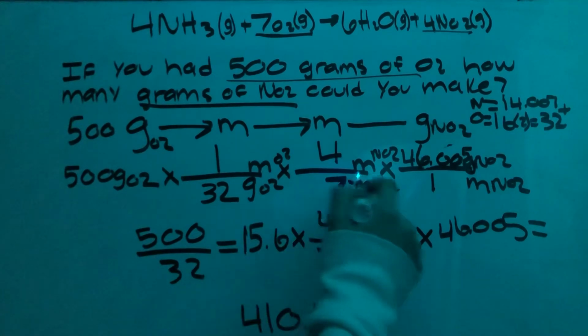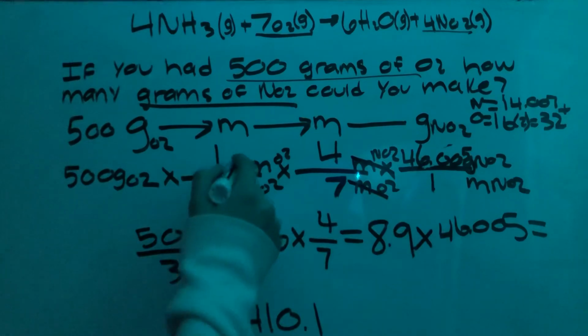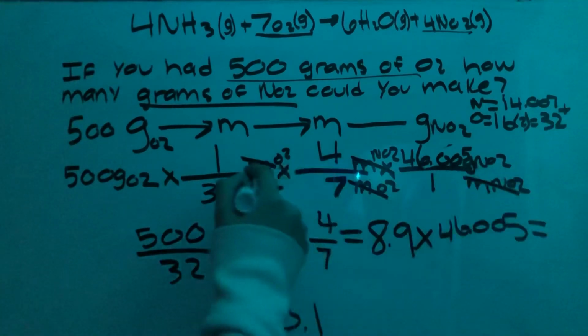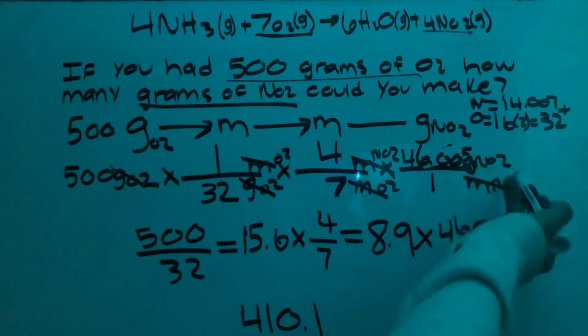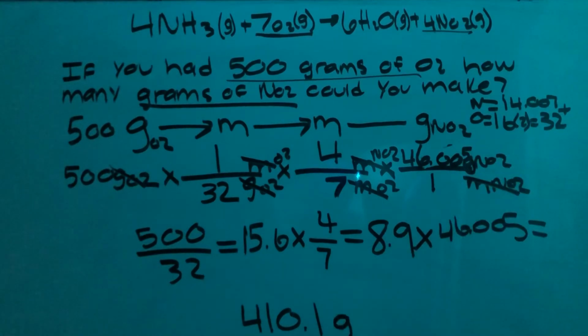And then lastly, you just need to find out what this means, and you could do that by canceling out your moles and moles, your moles and moles, your grams and your grams. So that means we're left with our grams of NO2. So that's what we fill in right here. And that answers the question, how many grams of NO2 you can make with 500 grams of O2.